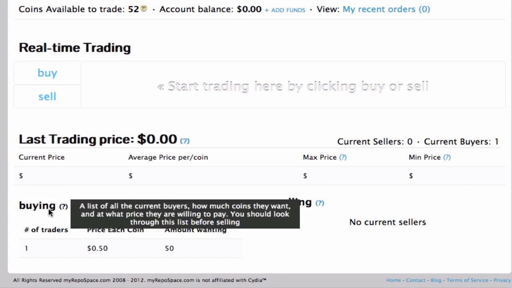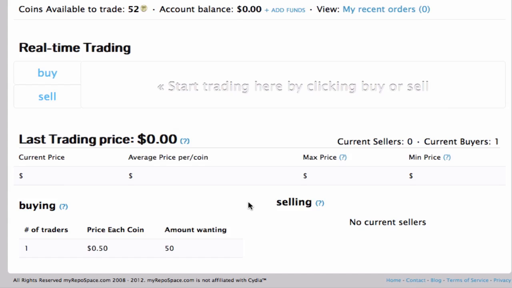Now, if we look down here, there are two tables which say buying and selling. The buying table shows how many traders there are, how many coins they want, and how much they are willing to pay per coin. For example, this trader wants to buy 50 coins at 50 cents each. Currently, there are no sellers.